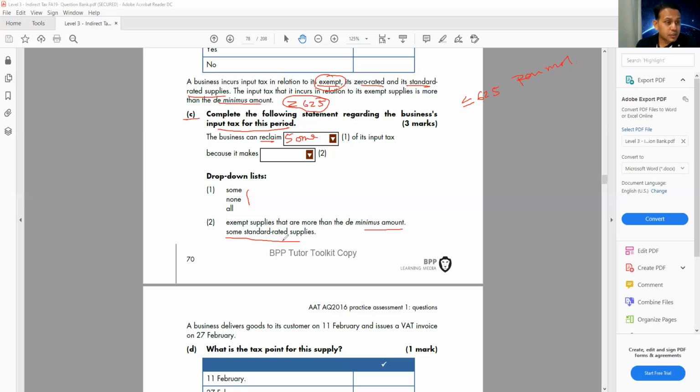Priya, we will come back to the simplified invoice later on. Don't worry about it, I'll explain more. Okay, so yes, exempt supplies that are more than the diminished amount, and some standard supplies. So that's why we cannot claim everything. We can claim only some. Okay, so let's move on.